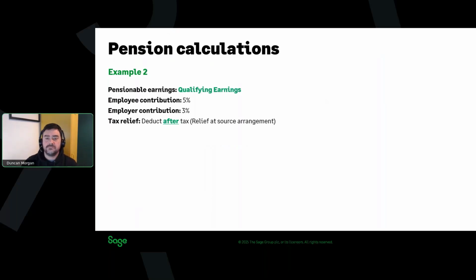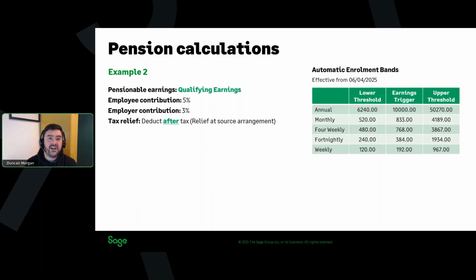So for this next one, we have a pension scheme where pensionable earnings are qualifying earnings. The employee contribution is 5% and the employer contribution is 3%, so the current minimum contributions. And the tax relief for this pension scheme is that it's deducted after tax. So it's a relief at source arrangement.